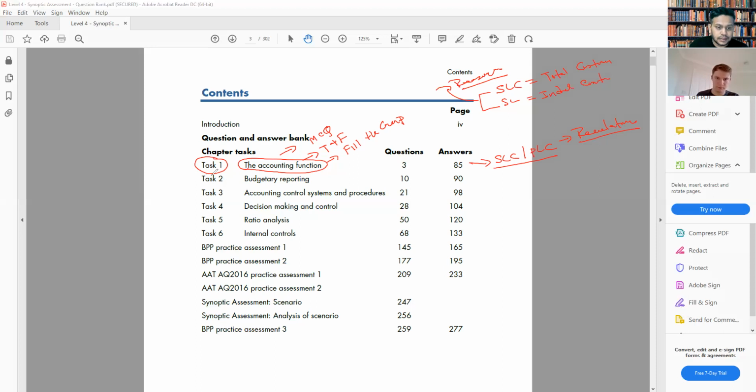Then we have task 2. Task 2 will be a little bit tricky. In this task, we have to write a little bit. In this synoptic exam, most of the questions we have to write, to be honest.